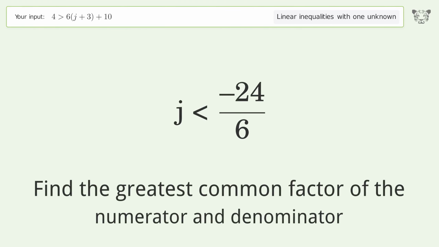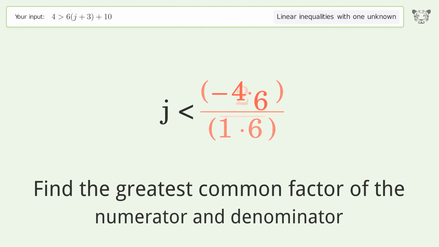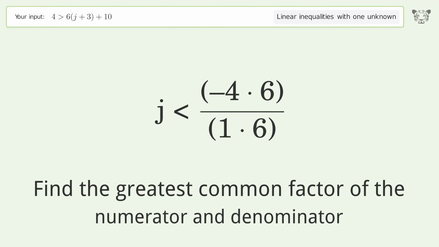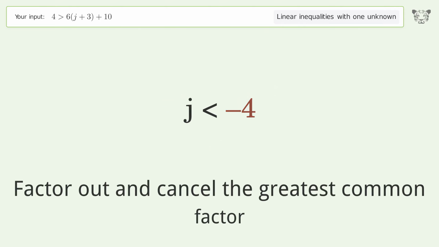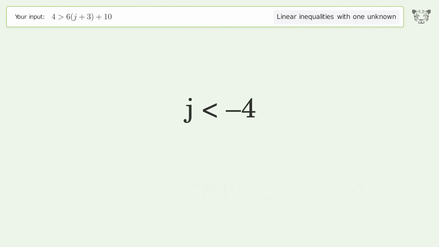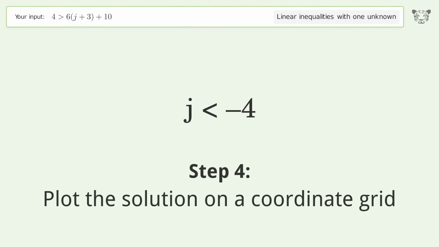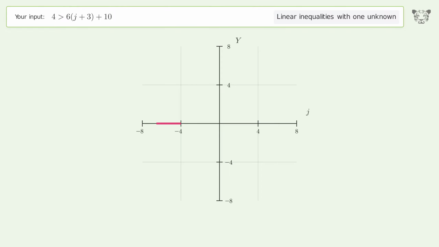Find the greatest common factor of the numerator and denominator. Factor out and cancel the greatest common factor. Plot the solution on a coordinate grid. And so the final result is j smaller than -4.